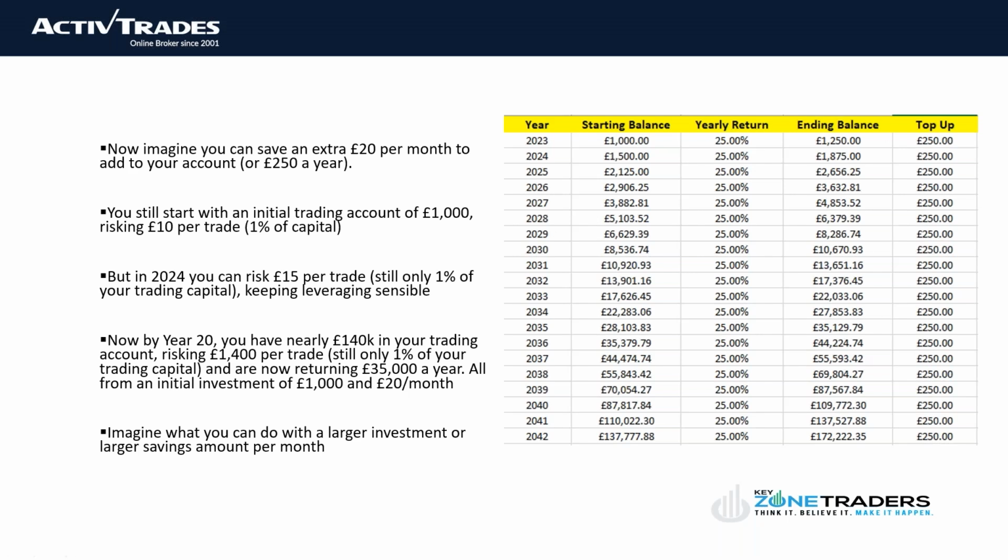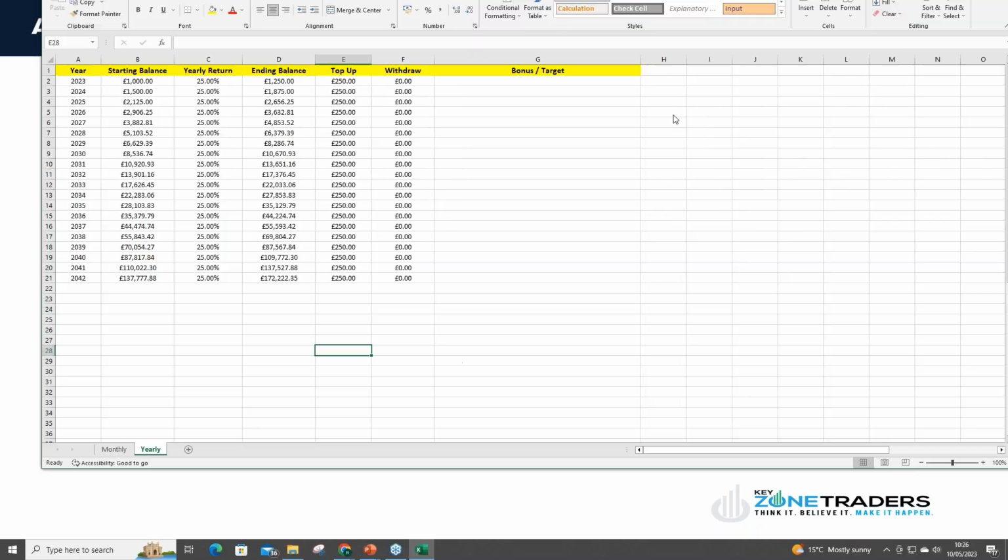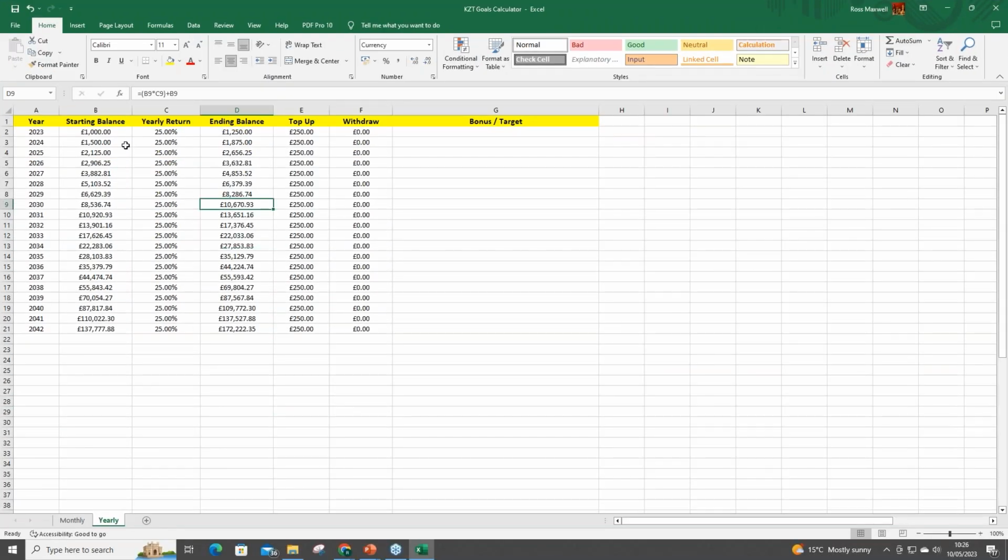So obviously, also imagine if you have a little bit more capital to start with, or if you can save a little bit more money each month, what that can do over that course of time. So I do have this spreadsheet here. I was going to run through some things.